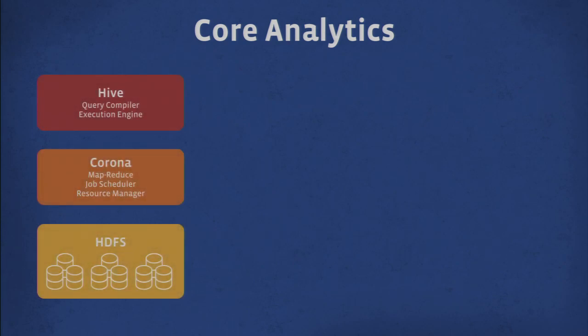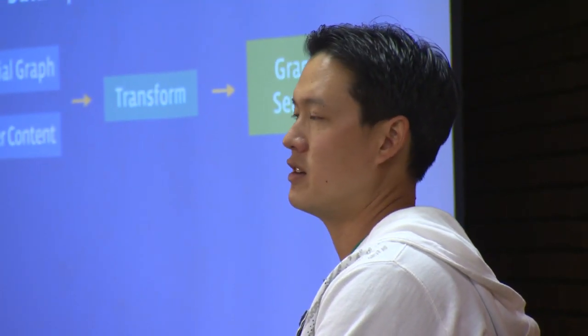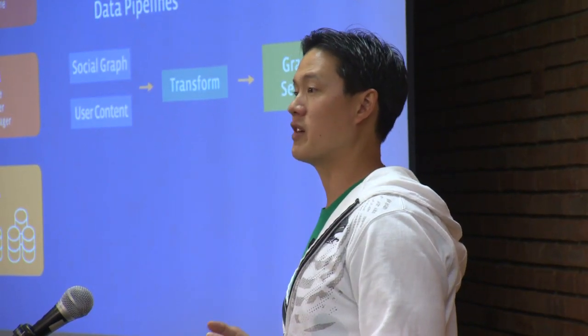So core analytics. Our basic stack and the majority of our use cases is on top of Hive, Corona, MapReduce, and HDFS. Not to be confused with HDF5, although they look very similar. Typically, the way this works is people are building pipelines. For instance, a search team that's working on graph search will have the social graph in some Hive table. By the way, we operate everything in terms of Hive.